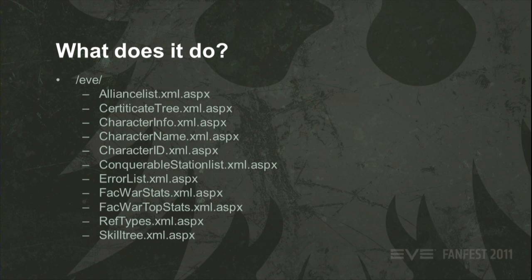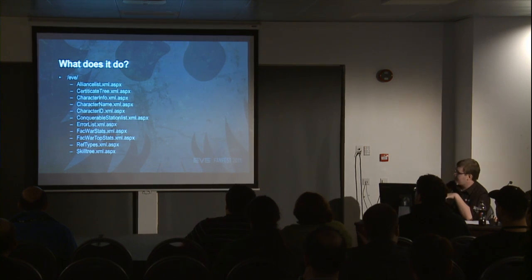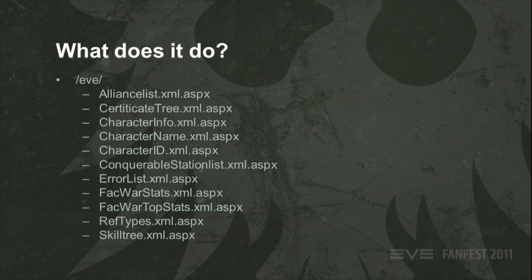So going back, again, this is the simple way of doing it. There are a lot of things you can get from the API. All these calls are basically static data that doesn't belong to a specific character. So you can see you have things like an alliance list, the certificate tree. You can convert character names and IDs. You can get some factional warfare statistics, the full skill tree, although you should really be using the static data export, but you can get it there if you need to.